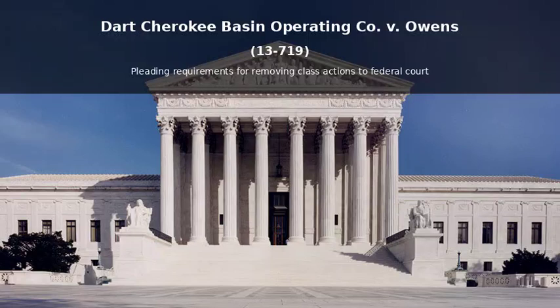Well, the reason for that, I think, is that the original notice is not a pleading. It is not like plaintiff originating the case in federal court. It's not a pleading. It's actually a motion.